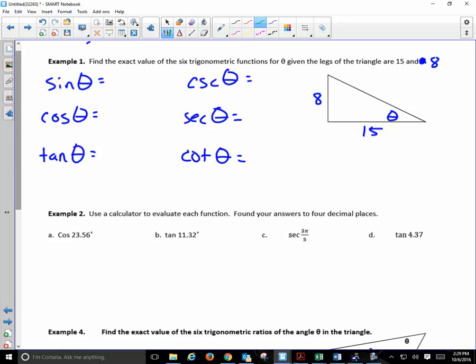What will we do to find the hypotenuse if this is a right triangle? Pythagorean theorem. Pythagorean theorem says 8 squared plus 15 squared is equal to, I'll call that c squared. Or 64 plus 225 is equal to c squared. Or 289 is equal to c squared. Do you know the square root of 289? 17.